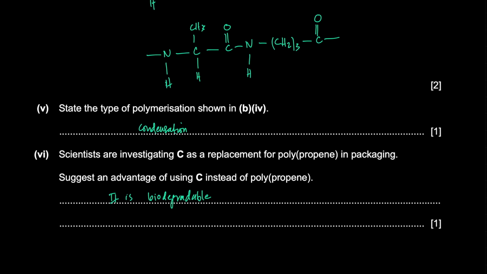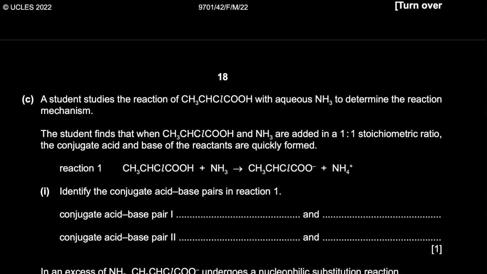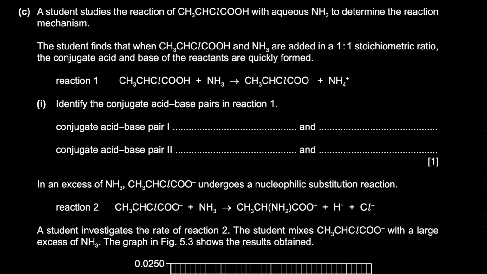unlike addition polymers. A student studies the reaction of 2-chloropropanoic acid with aqueous NH3 to determine the reaction mechanism. The student finds that when 2-chloropropanoic acid and NH3 are added in a 1:1 stoichiometric ratio, the conjugate acid and base of the reactants are quickly formed. Identify the conjugate acid base pairs in reaction 1.